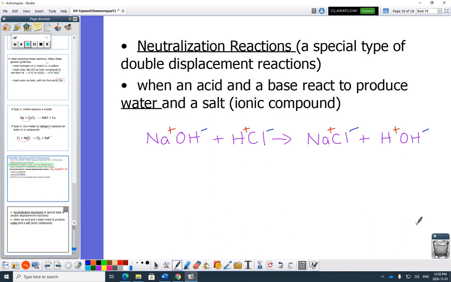And lots of times students will say to me, well, Ms. Todd, can't I just write H2O? Sure you can. However, to get yourself used to it, maybe in this note, write it as HOH, so you get used to thinking of water as an ionic compound with a positive and a negative ion.